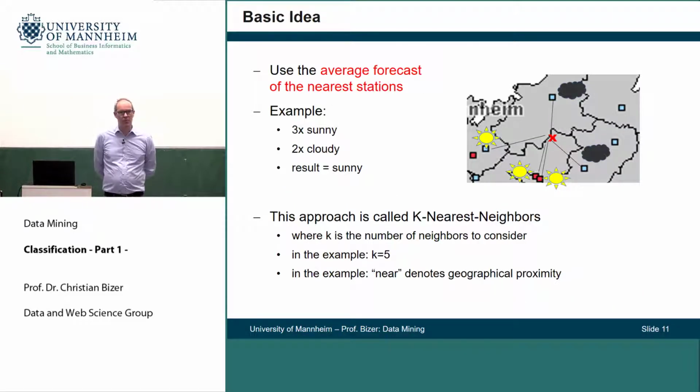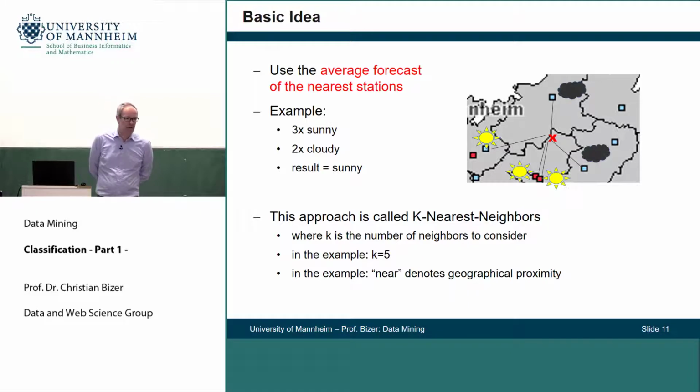So the idea of KNN is just to look at the closest neighbors of the place. So this place without a weather station, in the proximity of this place, there are weather stations that do some prediction. So as prediction for this place without a station, we basically have the surrounding stations vote. So we get 3 times sunny, 2 times cloudy, and we conclude that likely the weather at this place is sunny. Very simple, straightforward approach called K nearest neighbors.